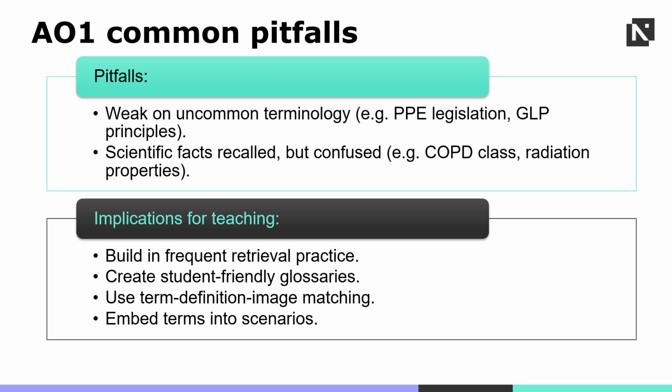In Paper B, recall was evident but not always accurate. For example, students misclassed COPD or misunderstood radiation properties, such as stating that gamma radiation has higher ionizing power than alpha, which is incorrect.